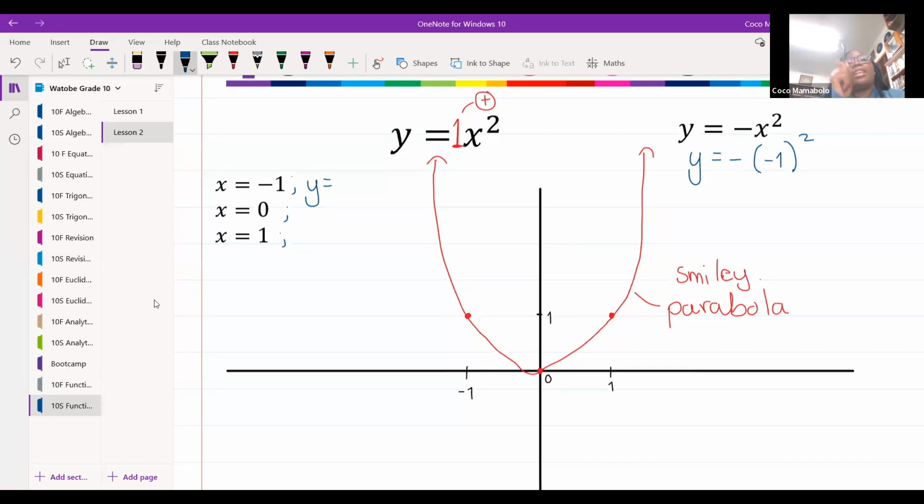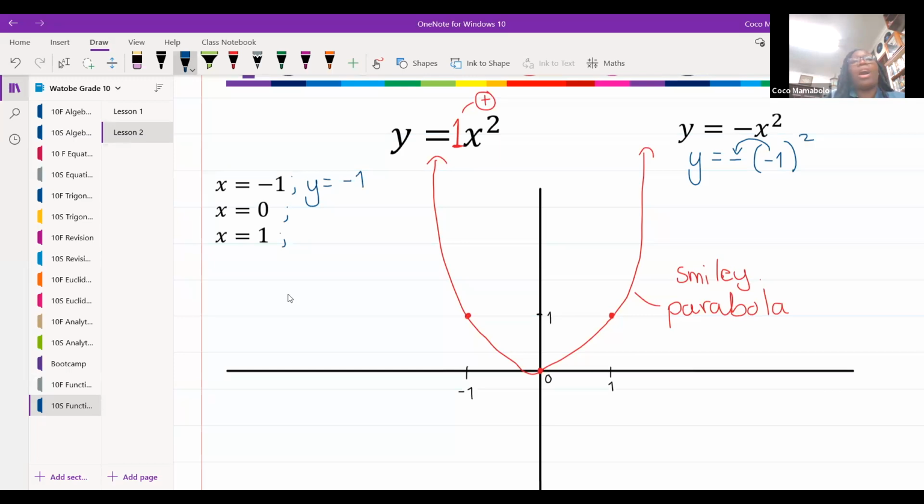It should give us negative 1. Because this thing on the inside here, negative 1 squared, will become positive 1. And then you still need to take that positive 1 and multiply it by this negative on the outside. So my answer will then become negative 1. Now, if my x is equal to 0, what will my answer be?